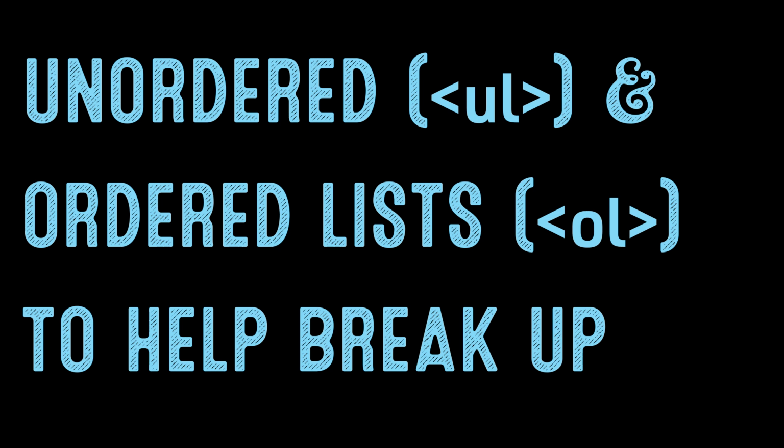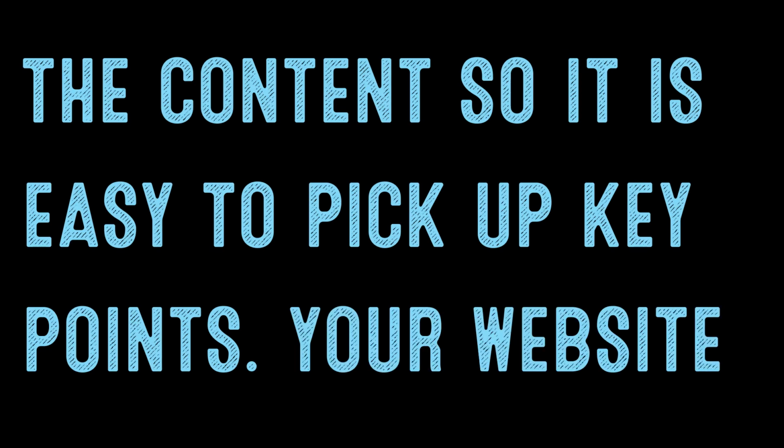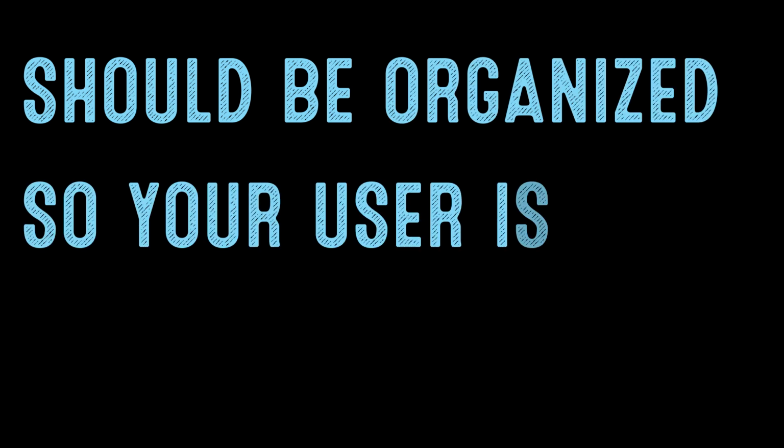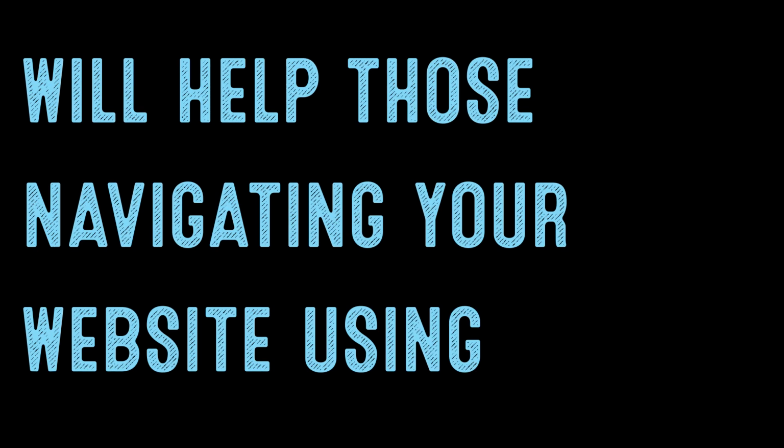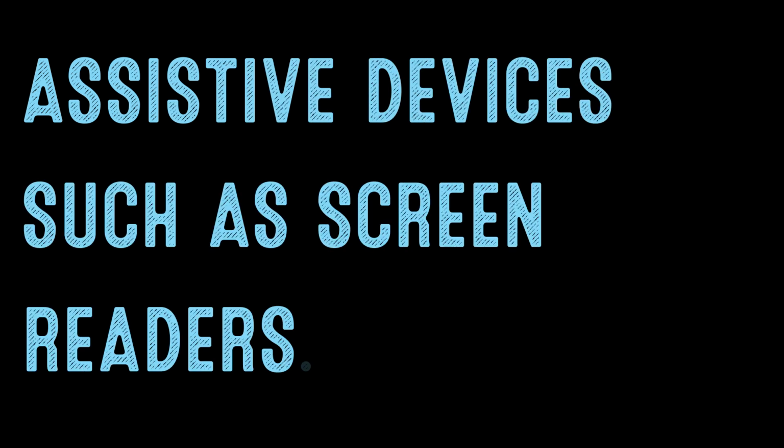Why label paragraph text? Paragraph text should be labeled as such and use ordered lists to help break up the content so it is easy to pick up key points. Your website should be organized so your user is not confused, and this will help those navigating your website using assistive devices such as screen readers.